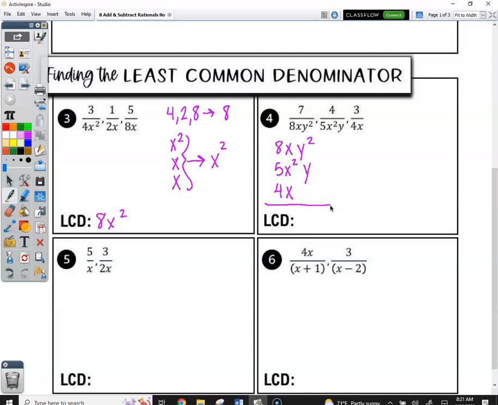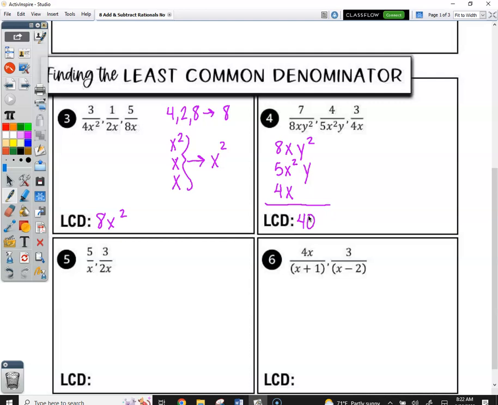16 won't work. Times 3, 24 won't work. Times 4, 32 won't work. Times 5, 40, and yes. Okay, so it's 40. By the way, your calculator will produce the LCD of just numbers. It's under the math button, and then under the number column, I think it says LCM instead of LCD. I don't remember what it says, but anyways, your calculator can do that for you as a check. It cannot do it with variables.